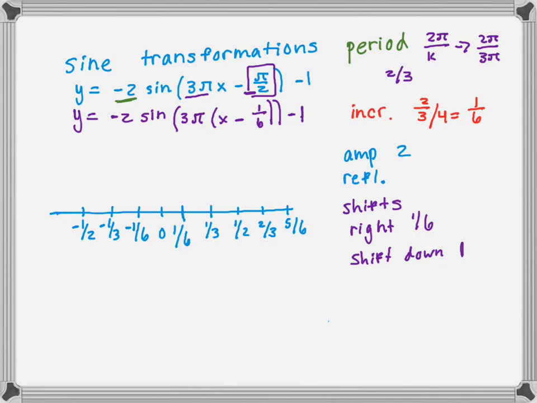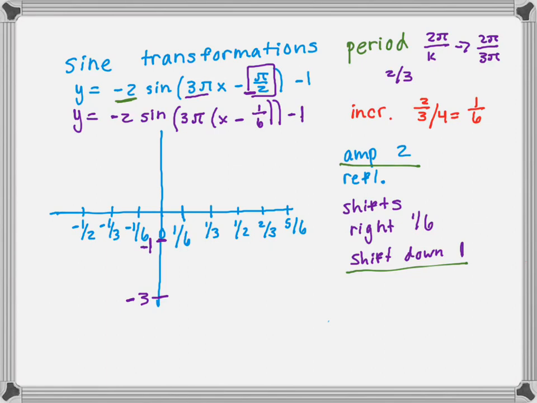Okay, so now we can draw our x-axis at 0, but we do need to remember that we need to start at the 1/6. So we do have an amplitude of 2, but we also have a shift down 1. So we're going to start our graph at -1, and then we're going to go down 2 more because the amplitude is 2.